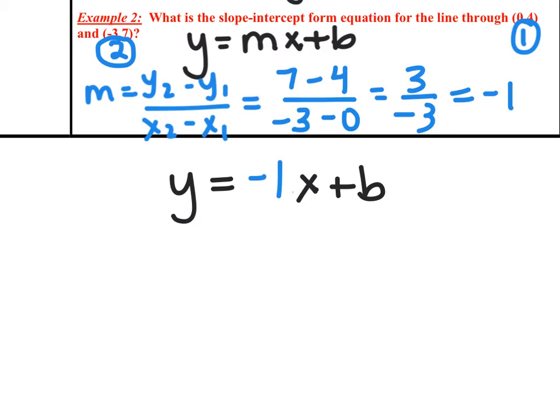We also have 2 points. We need to choose one of those points and plug it in. So I put -3 in for x and 7 in for y because I had the point -3, 7. Now I'm going to go ahead and multiply that.